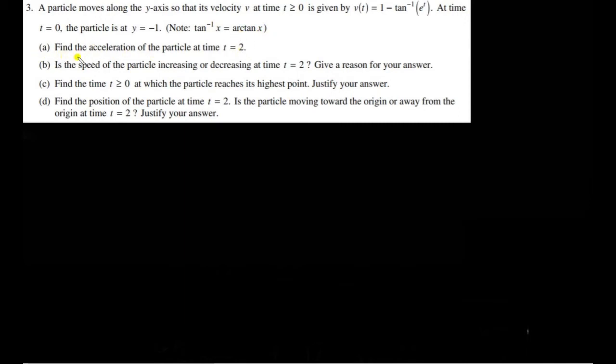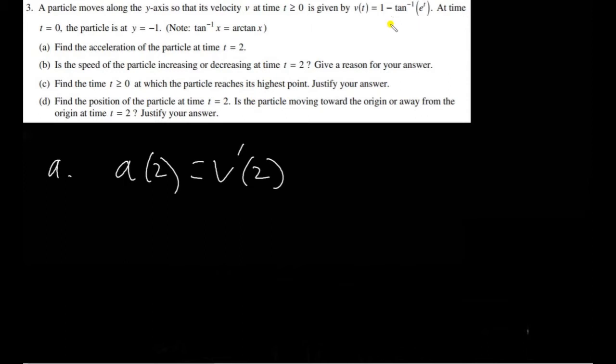Part A, we need to find the acceleration of the particle at time t equals 2. Okay, so since they're giving us the velocity and they're asking us for acceleration, we should think of the connection between velocity and acceleration. The connection is that the acceleration at a time is equal to the derivative of the velocity at that time. So a of t is equal to v prime of t, so a of 2 is equal to v prime of 2. Okay, because we want to find the acceleration at time t equals 2.